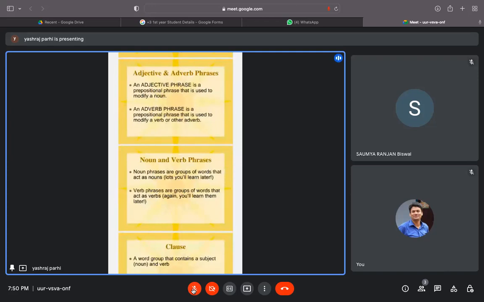The fourth one is a noun phrase. Noun phrases are groups of words that act as nouns. You will learn more later. Verb phrases are the last and fifth type of phrase. It is a group of words that, like noun phrases, acts as a verb.